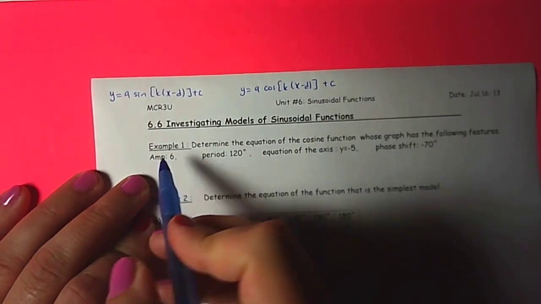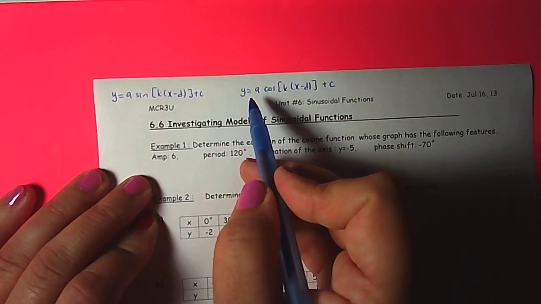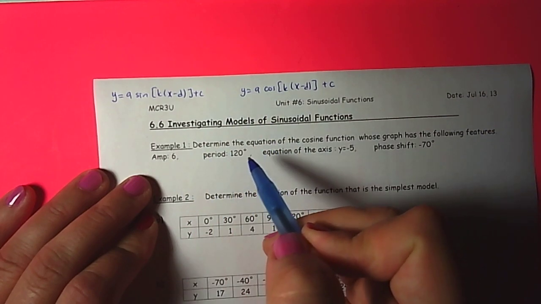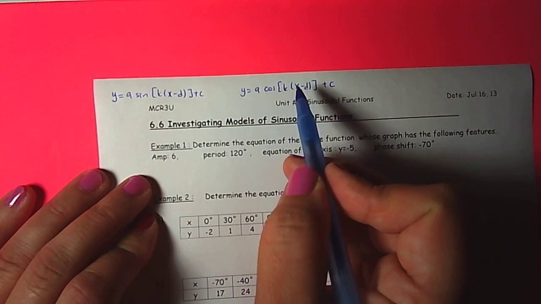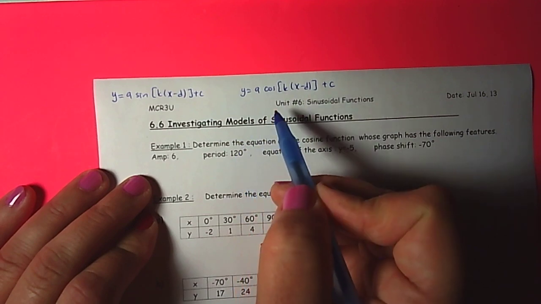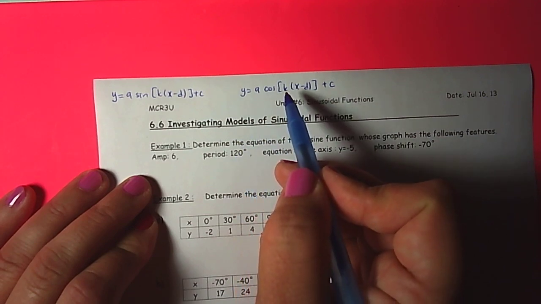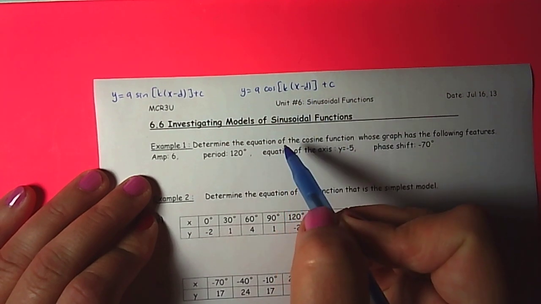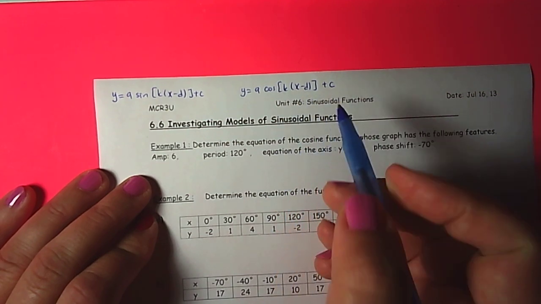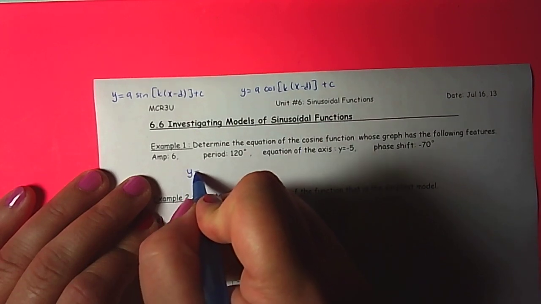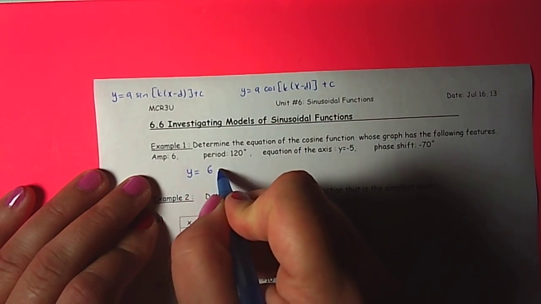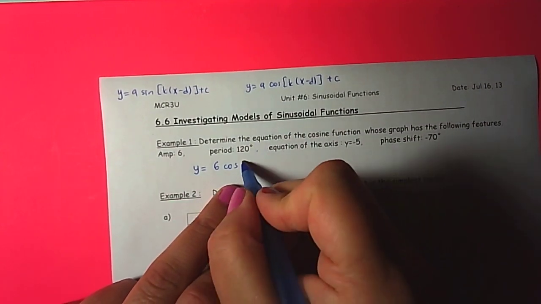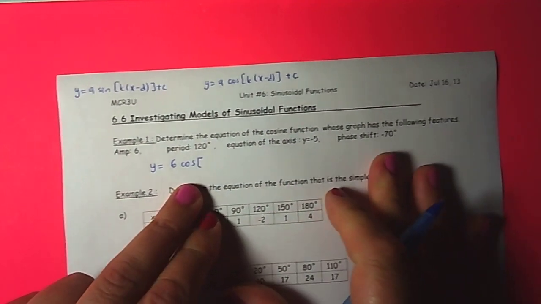So amplitude is the a value, but sometimes it may be negative based on the given information. You will have to decide. Period is going to help you to calculate the k value, phase shift is giving you the d value, and the equation of the axis is the c value. Okay, so y equals 6 cosine, and the k value we have to calculate.